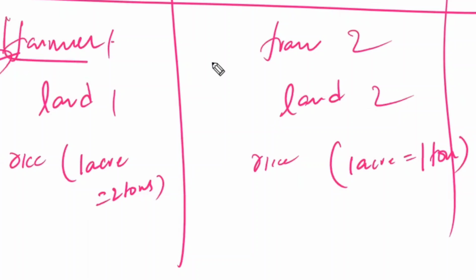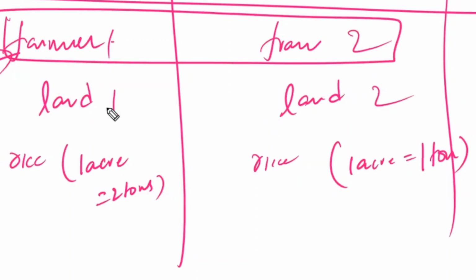If you want to compare between the farmers, give the same land first to the first farmer, then give the same land to the other farmer, and check how much both of them get.